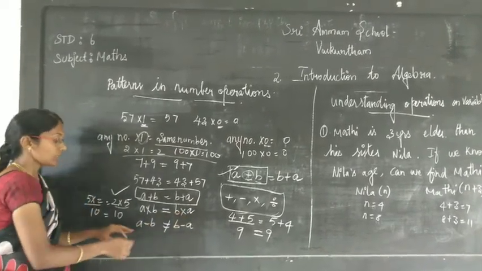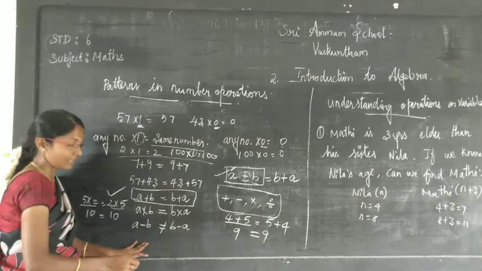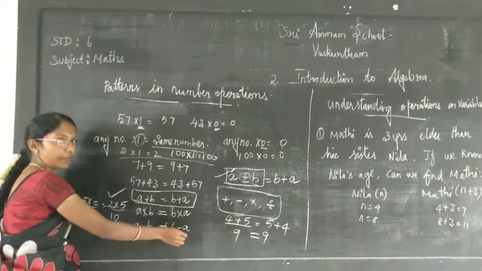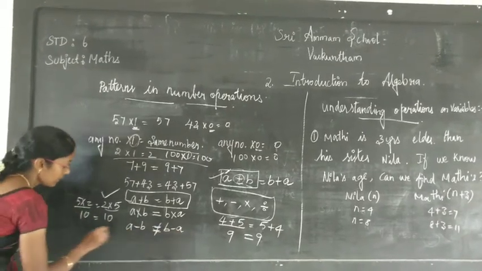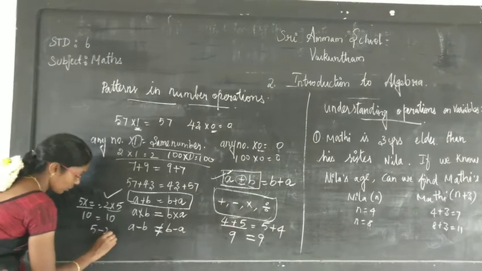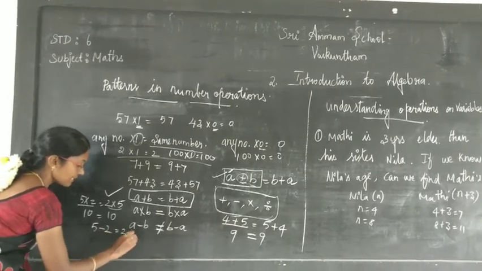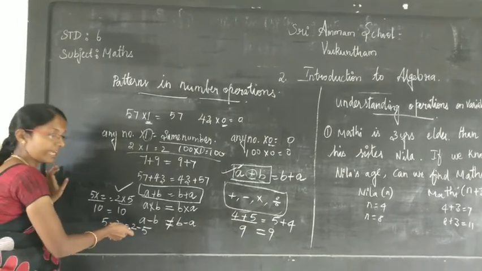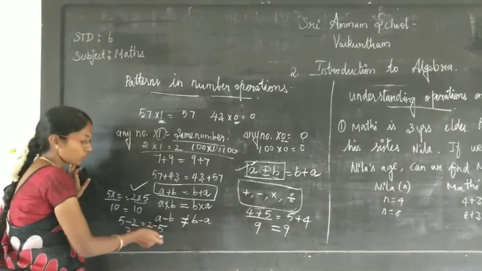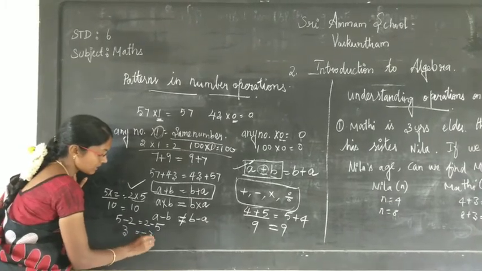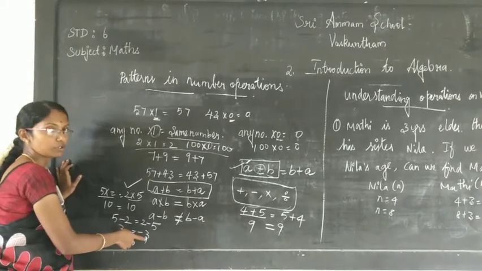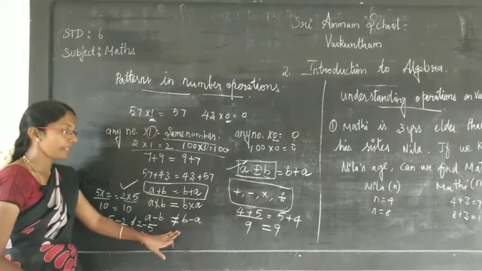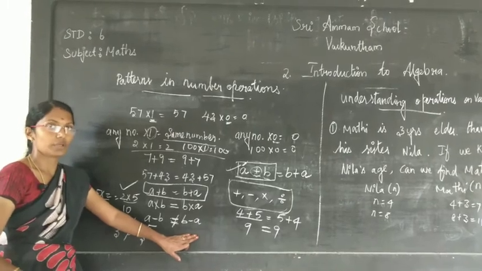Okay, so the same does not apply for subtraction. A minus B will not be equal to B minus A. Why? Because see here, 5 minus 2 is not equal to 2 minus 5. 5 minus 2 you will get 3. But from 2, can you subtract 5? No, so you will get minus 3. So 3 will not be equal to minus 3. So A minus B will not be equal to B minus A.